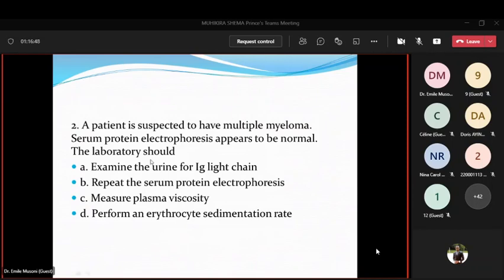Serum protein electrophoresis appears to be normal. The laboratory should do: repeat the serum protein electrophoresis, or measure plasma viscosity.